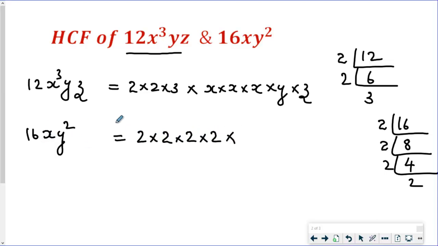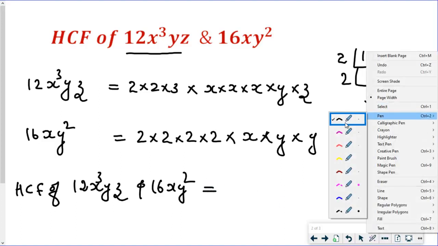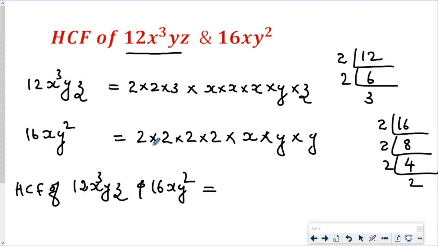Now here x has power 1, so you can write x. Now y power 2, so we can write y into y. Now after that we want to calculate the HCF of 12x cube yz and 16xy square. For finding the HCF, in these two factorizations we have to take the common factors.